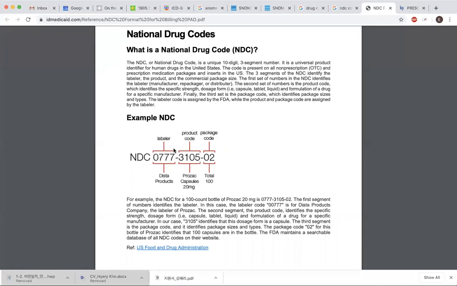The first 4 digits represent the labeler, which is the company that labeled this drug. The next 4 digits represent the product code, the code that is used by the specific company. And then the last 2 or 3 digits, the number of digits could vary, maybe this could be 3, this could be 3 or 4. The last part of the digits represents the package code. So you can break it down into different subsegments. This again works as domain knowledge.